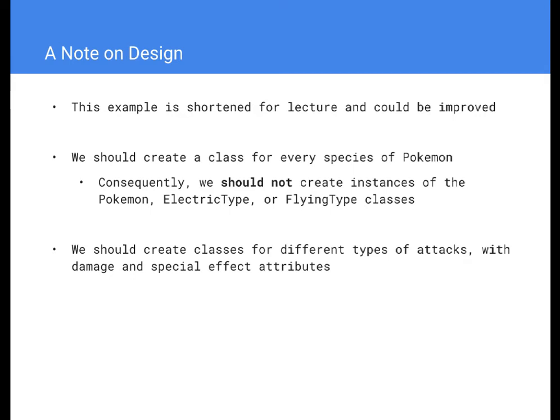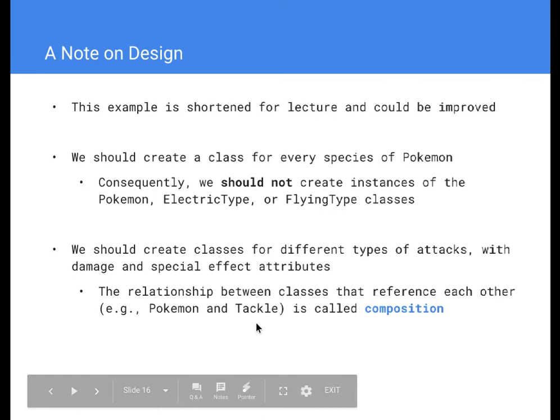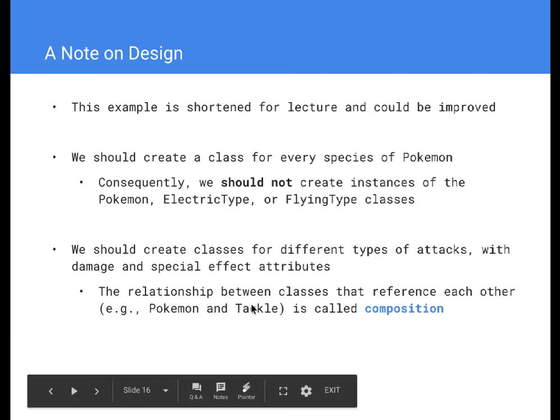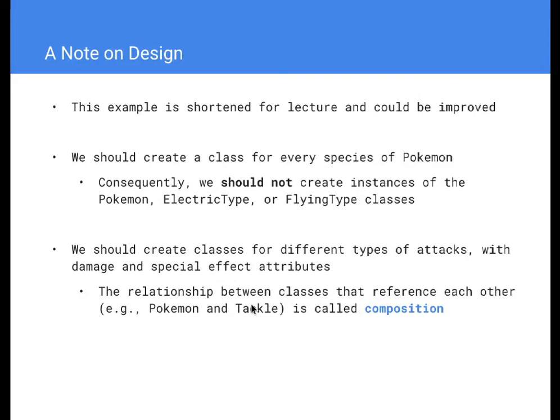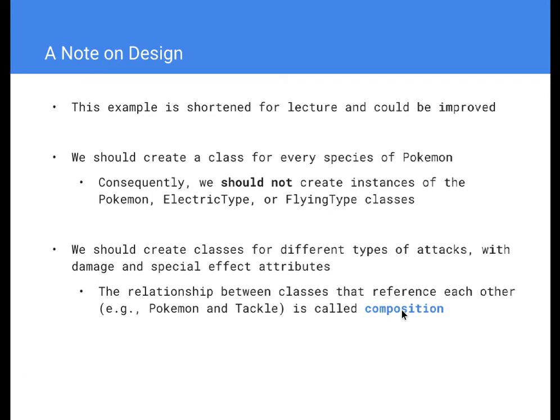The relationship between classes that reference each other, like Pokemon and Tackle, is called composition. And what that means is, remember that we had an attack called Tackle. And we kind of just put that Tackle attack as a class attribute. If I make Tackle a class of its own, and I put that class inside of the Pokemon class, then it becomes what we call composition, where I can have a class of Pokemon that contain within it certain different attacks, and each of those attacks are their own classes. So that's called composition.